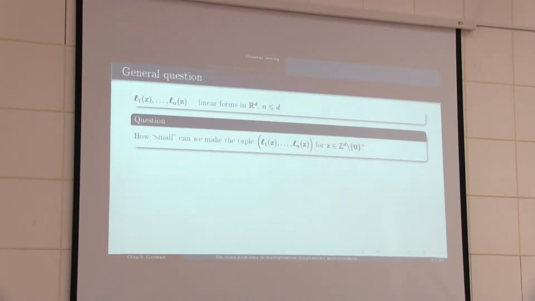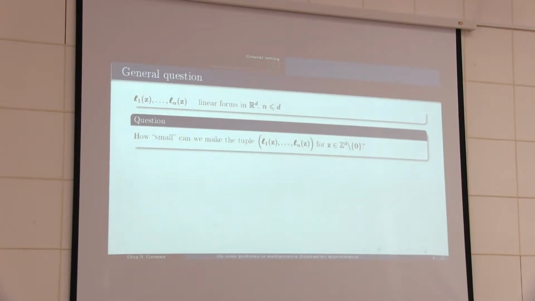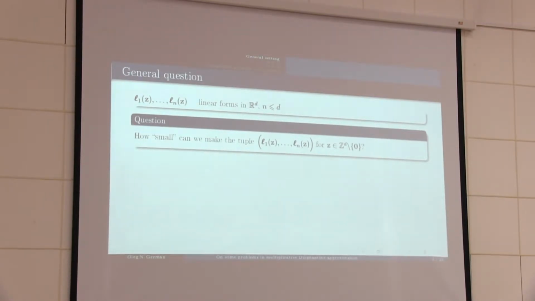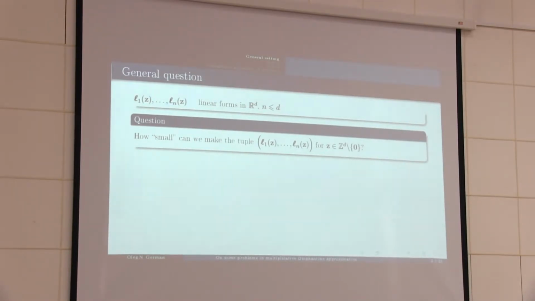Okay, so let me begin with this general setting, with the question in its most general formulation. Suppose we have N linear forms in N variables in the three-dimensional Euclidean space. And the general question is: how small can this sum be?